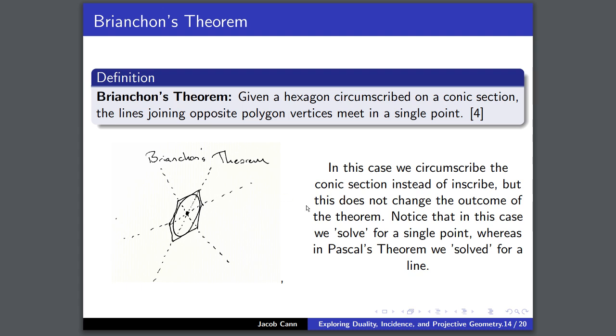In this case, we are solving, however, for a single point. We're not creating Pascal's line. We're more concerned with a single point created from the lines of the hexagon itself and the points opposite to each other instead of the lines opposite to each other.